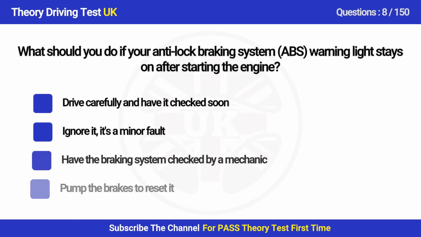Question 8. What should you do if your braking system ABS warning light stays on after starting the engine? A. Drive carefully and have it checked soon. B. Ignore it, it's a minor fault. C. Have the braking system checked by a mechanic. D. Pump the brakes to reset it.